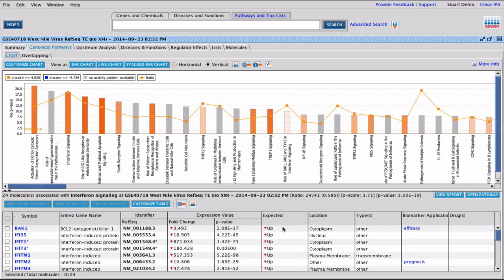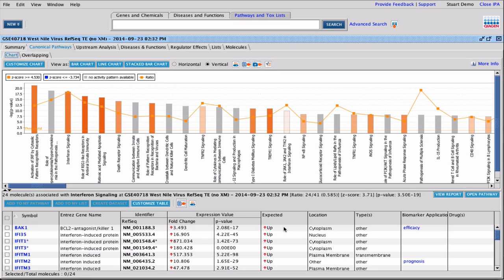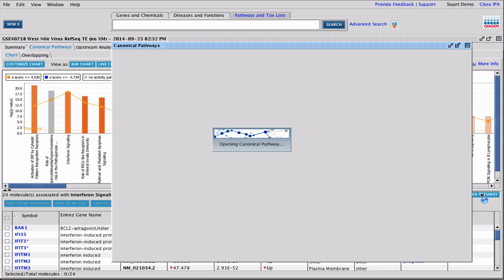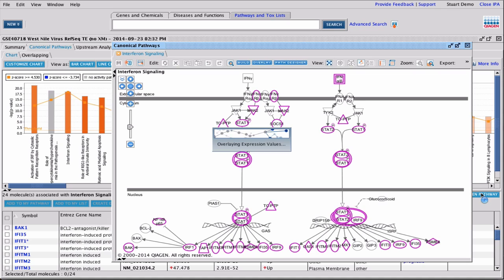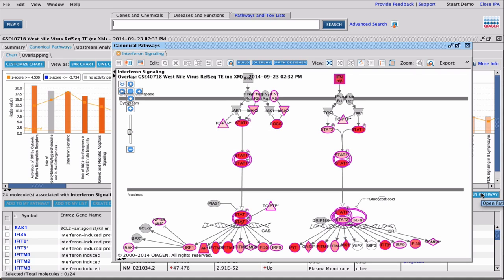The expected direction for genes and signaling pathways like this one are pre-calculated and used to determine a Z-score against your dataset. To see the expected pattern, just open the pathway. Initially, it shows the overlay of your expression data as it always has, but if you click the A key on your keyboard, it will toggle to the expected pattern. By toggling back and forth, you can see the strong similarity between the expected pattern and the pattern in the dataset, and that's why this pathway received a high positive Z-score.